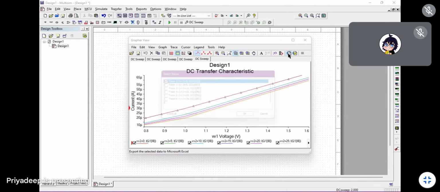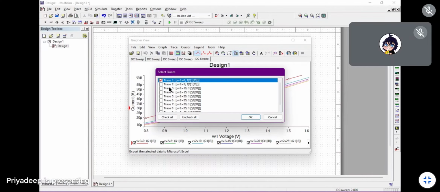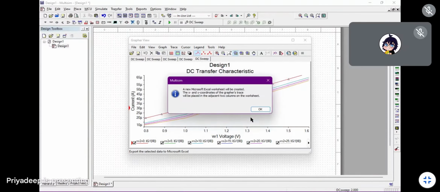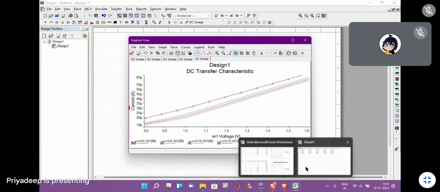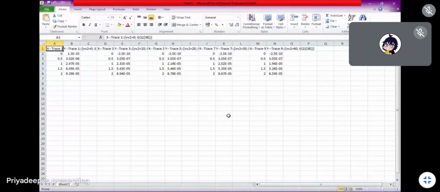So click on that. What values do you want to take? 0, 10, 20, 30, 40. Okay. And the Excel will be downloaded. This has been downloaded now.